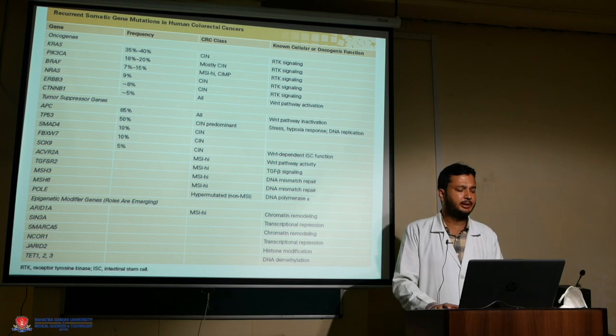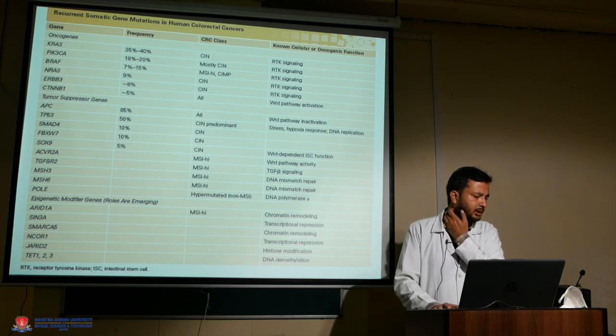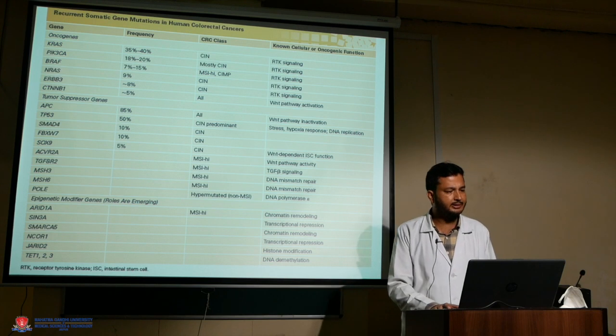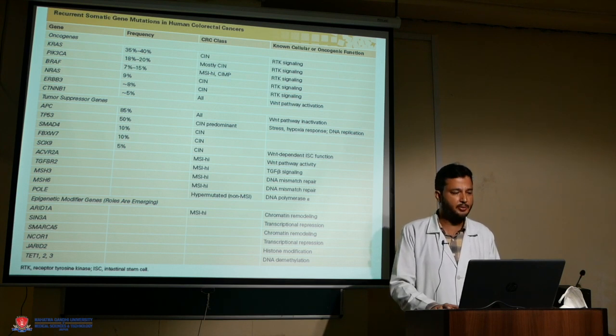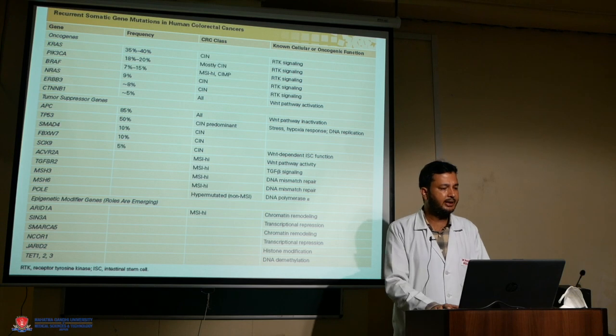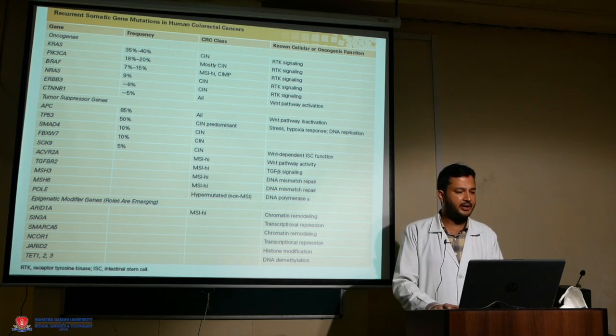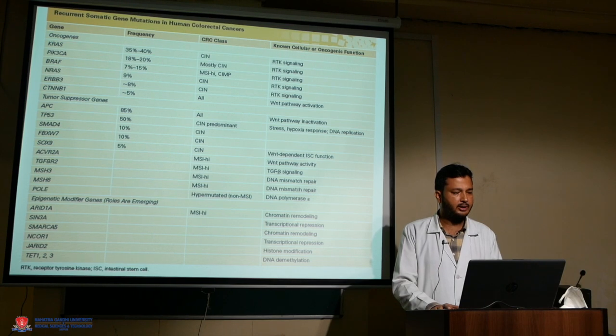Tumor suppressor genes are those whose mutation causes colon cancer. The most common is APC, in 85% of cases, TP53 in 50% of cases, SMAD4 in 10% of cases, FBXW7 in 10% of cases, SOX9 in 5% of cases, and some other epigenetic modifier genes: ARID1A, SIN3A, SMARCA5, NCOR1, TET1, 2, 3.